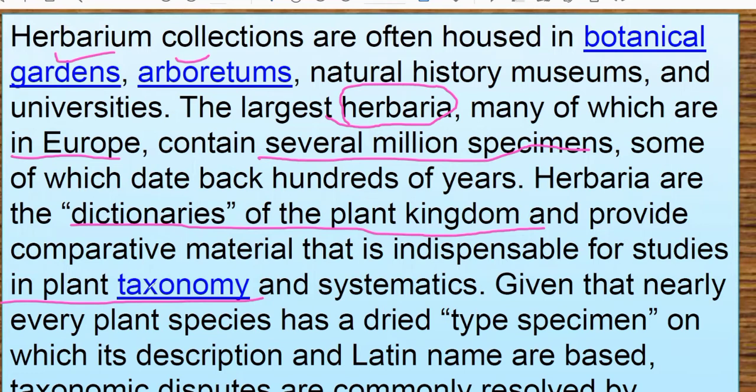So it is also most important in taxonomy and systematics, given that nearly every plant species has a dried type specimen on which its description and Latin name are based.